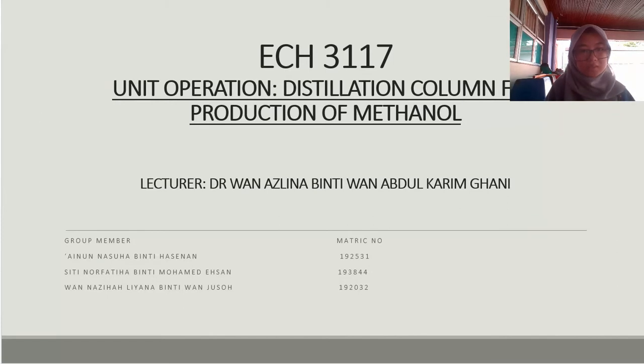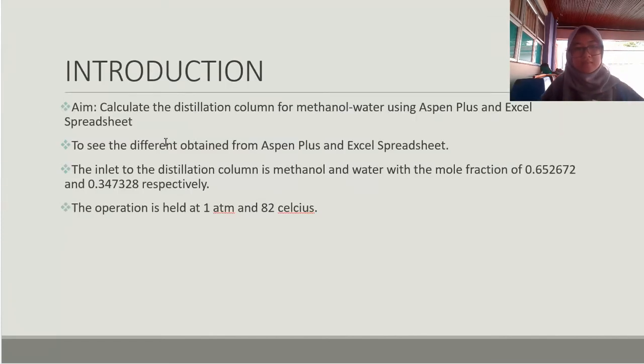So I will go through the introduction. The aim of the project is to calculate the distillation column for methanol and water using Aspen and Excel. This part will be explained by Fatihah. In this project we want to see the difference between Aspen Plus and Excel.